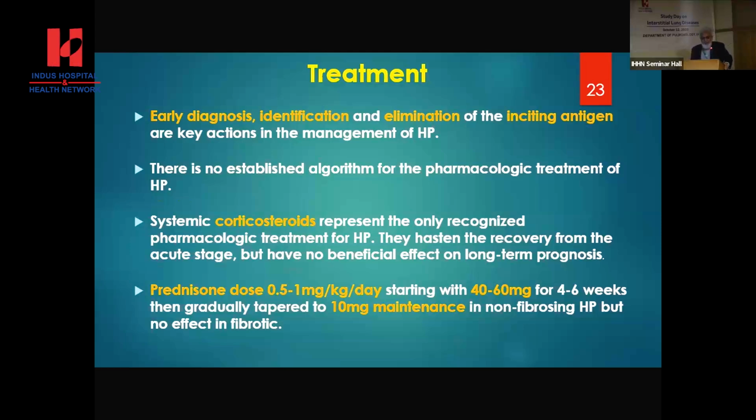There is no established algorithm for the pharmacologic treatment of HP. Corticosteroids do hasten the recovery from the acute stage, but when fibrosis has set in, the use may be debatable or not of much use. The usual dose is 0.5 to 1 milligram per kg per day, starting with 40 to 60 milligrams for 4 to 6 weeks, and then tapering down to a minimal 10 milligrams maintenance in non-fibrosing HP. But again, in pure fibrosis, this may not work.